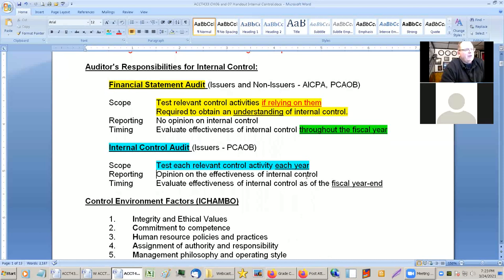The opinion would obviously be on the effectiveness of the internal control. And notice that when we look at this, it's the effectiveness, not necessarily the efficiency of the internal controls. So are they effective? Not necessarily are they efficient. And you test on the internal control as of the year end. So on 12/31, if the controls are okay, everything's okay. Now, if the controls are not okay on 12/31, then you put it in the audit report.